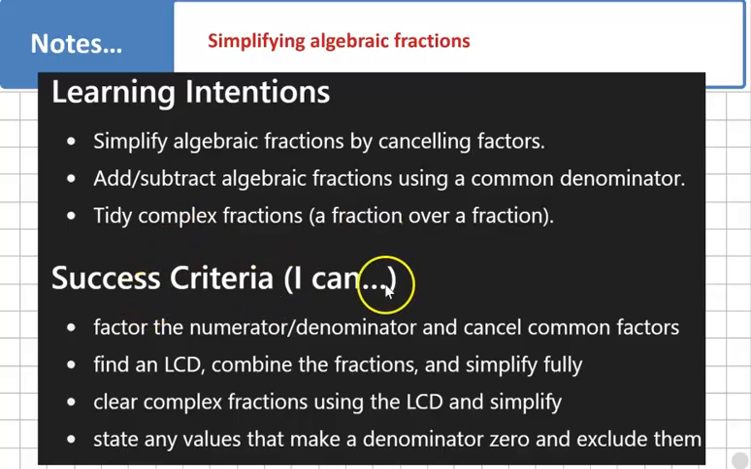Success criteria: I can factor the numerator or denominator and cancel common factors. Find the lowest common denominator, combine the fractions and simplify fully. Clear complex fractions using the lowest common denominator and simplify. State any values that make a denominator 0 and exclude them.